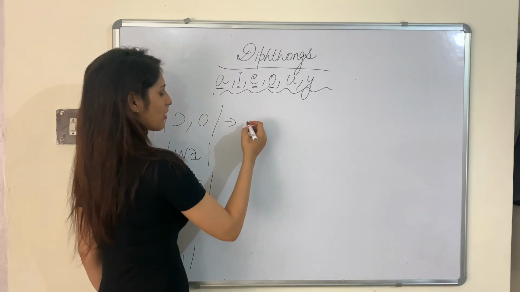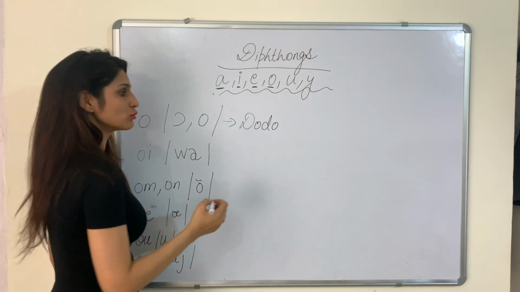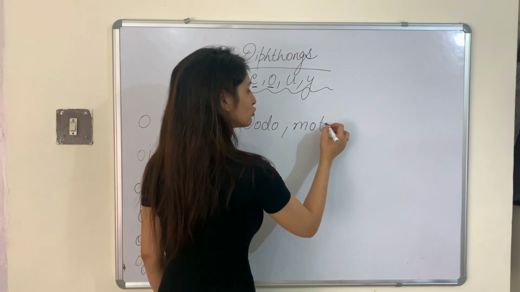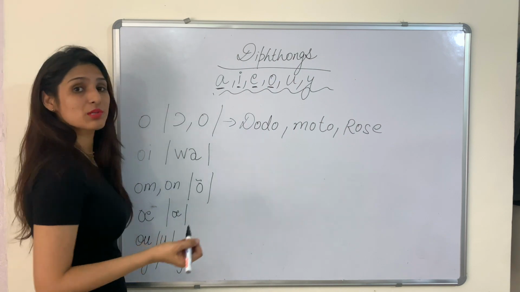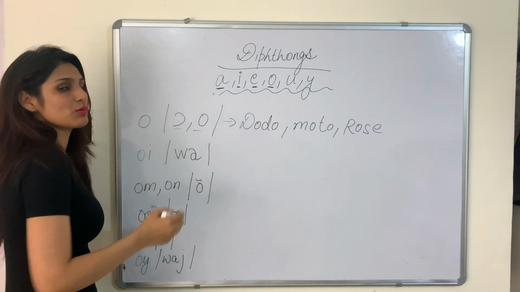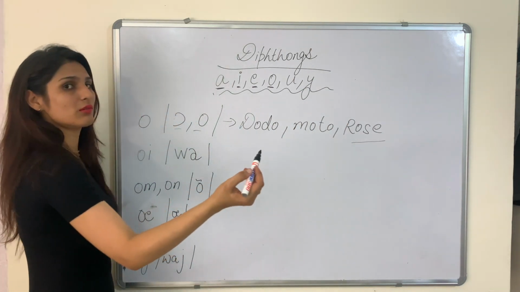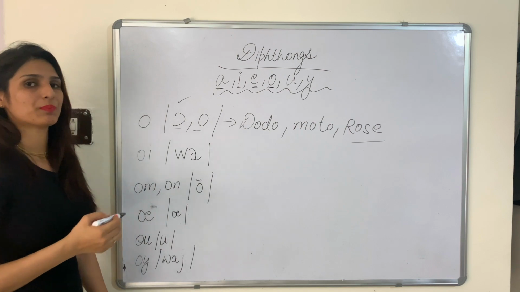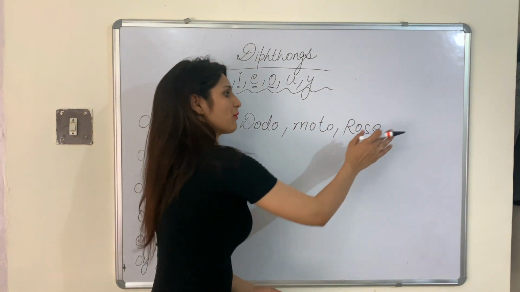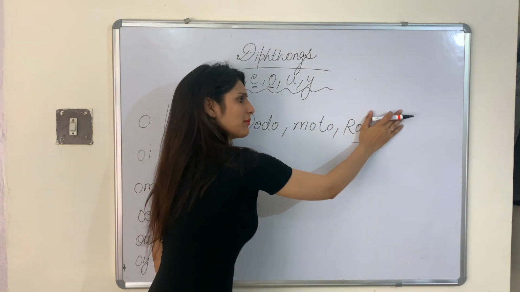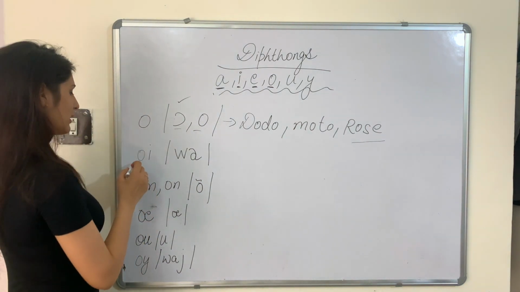O. Do. Mo, to, ro, rose. Now see, S became Z because these two signs are different. In the word rose, if you have to write it phonetically, you will use this sound over here. Do, mo, to, ro. Just focus over here. Now the sound is the same. Rose.